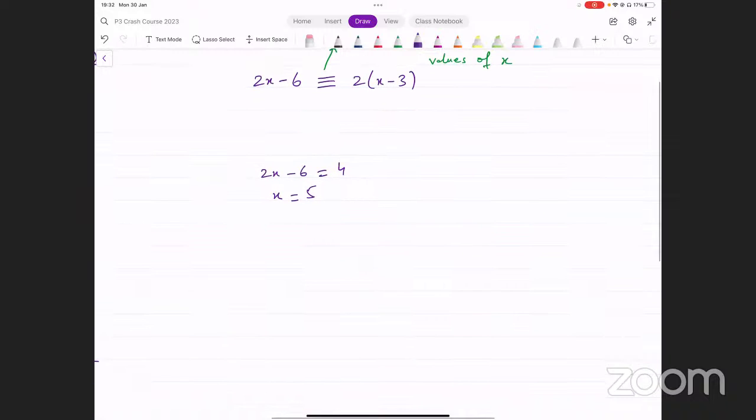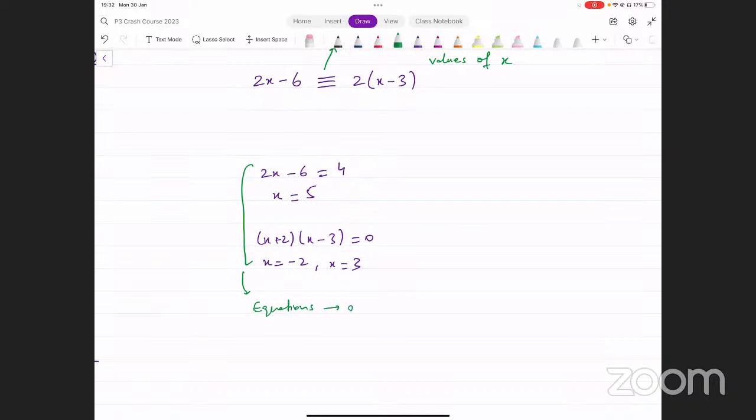Okay. So similarly, I could have a quadratic equation. Let's say (x plus 2)(x minus 3) equals 0. It's a quadratic equation. This equation is only true when x equals minus 2 or x equals 3. Equations are only true for some specific values of x. These are equations. They're only true for some specific values of x. They're not always true.